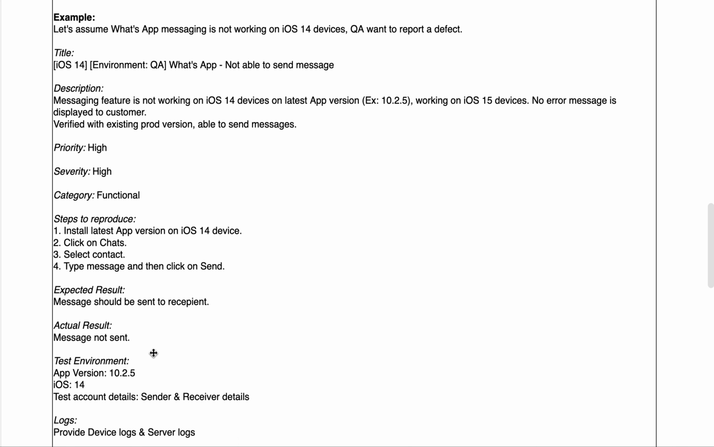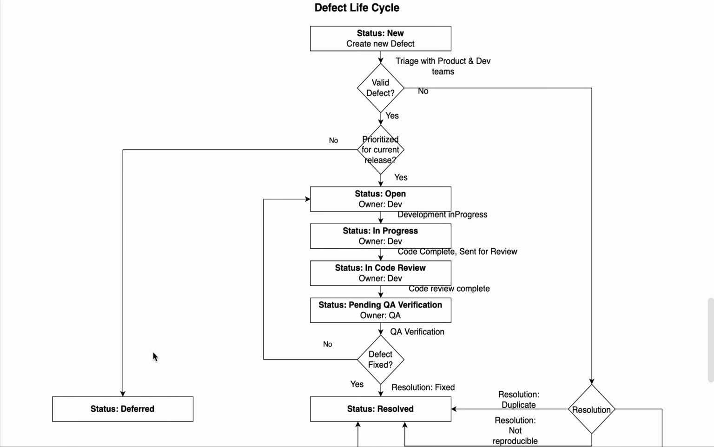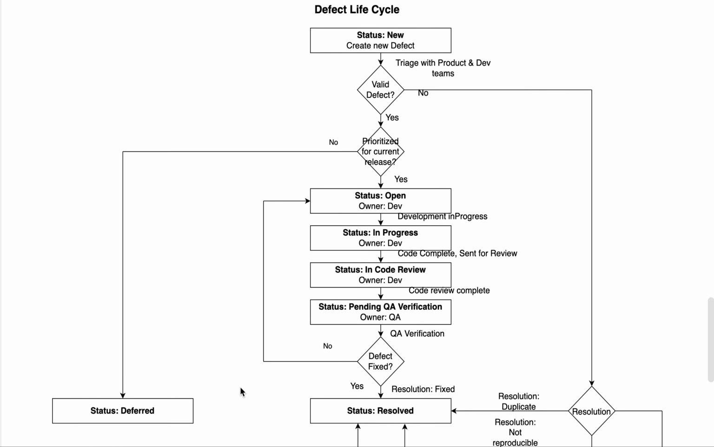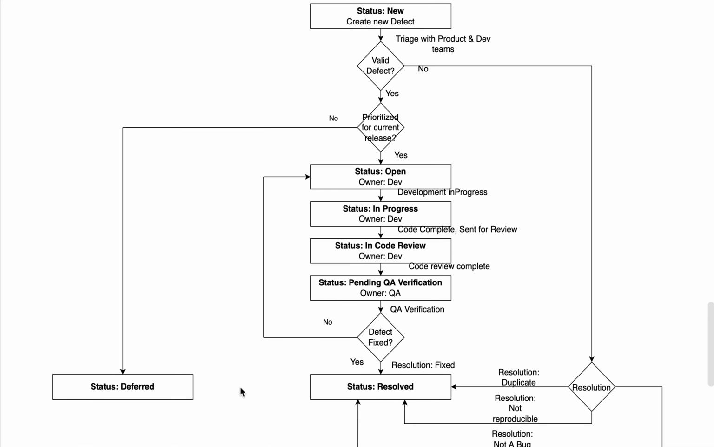Now let's dive deep into what the defect life cycle is. Life cycle means, from the time you create a defect till the time it is resolved, what are the different steps and different owners it goes through. That's what the defect life cycle is all about. So here is the defect life cycle. Be it the QA team or dev team or whichever team, whenever they are doing testing and feel that this functionality is not working as expected, we report a defect.